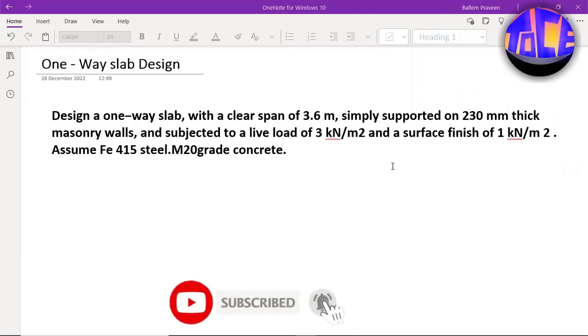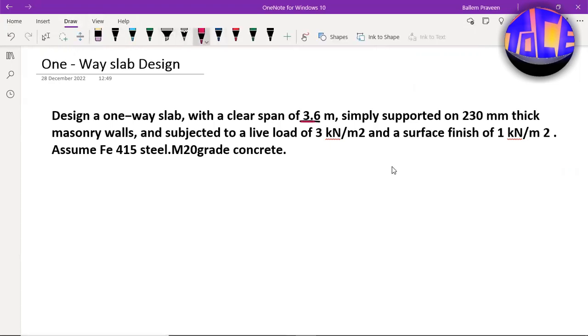Let us discuss a problem on one-way slab design. So here you have a question to design a one-way slab having a clear span of 3.6 meters, supported on a masonry wall of 230 mm, and carrying a live load of 3 kilonewton per meter square. The surface finishing we have to consider as 1 kilonewton per meter square, and the steel grade is 415 and M20 concrete. Okay, let us solve this. Let us design this one-way slab.